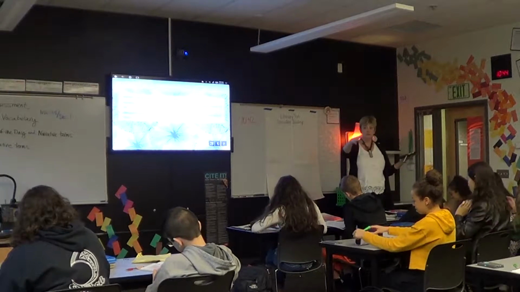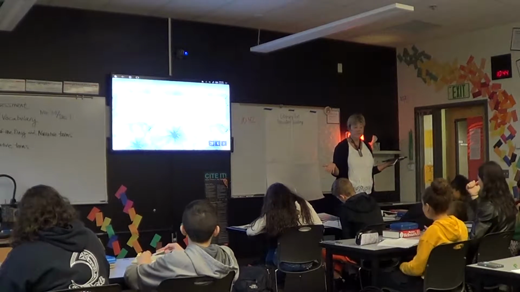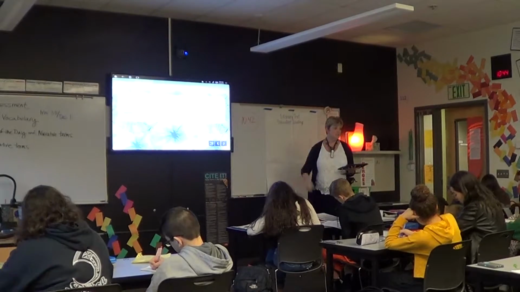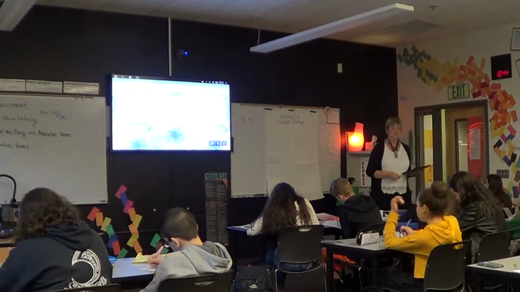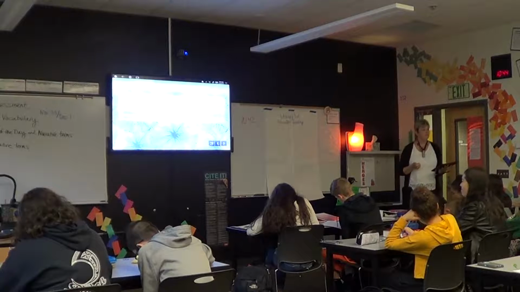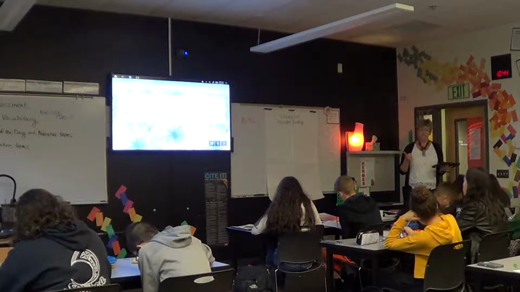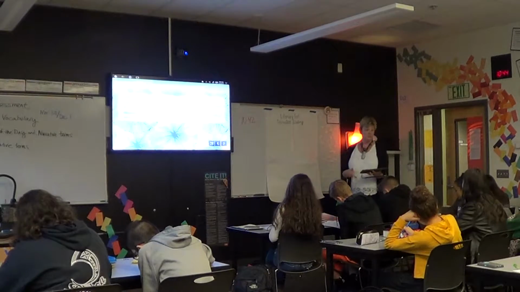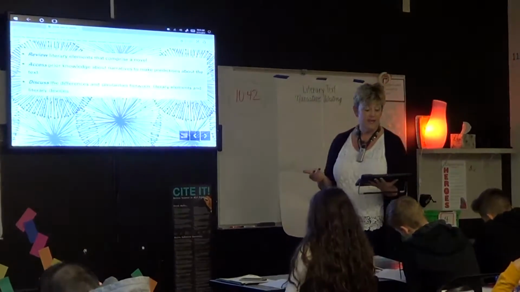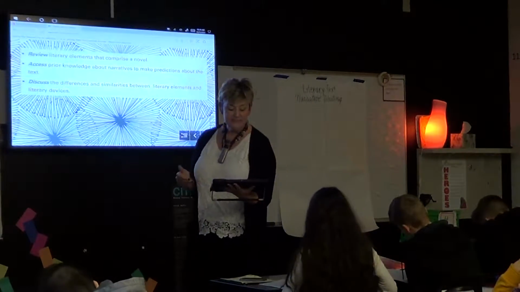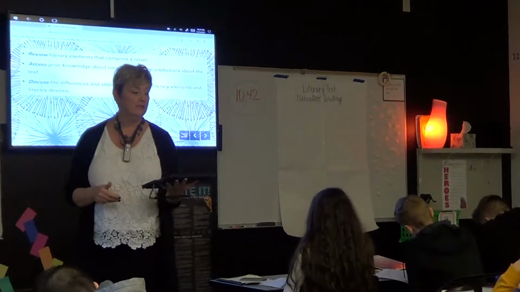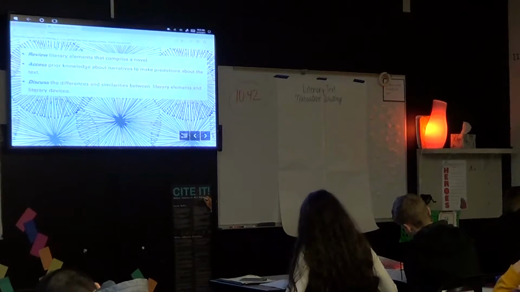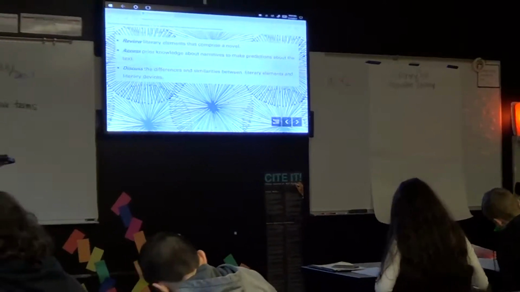So you had a small group, and now you've got a group of like 36 people in here that will help add on to understanding these, and our discussion. So we've got three. Review literary elements that comprise a novel. You can talk about that one. Access prior knowledge about narratives to make predictions about the text. Maybe your discussion is that. Discuss the differences and similarities between literary elements and literary devices. And your notes should be reflective of your learning style. What makes sense to you in terms of your notes?